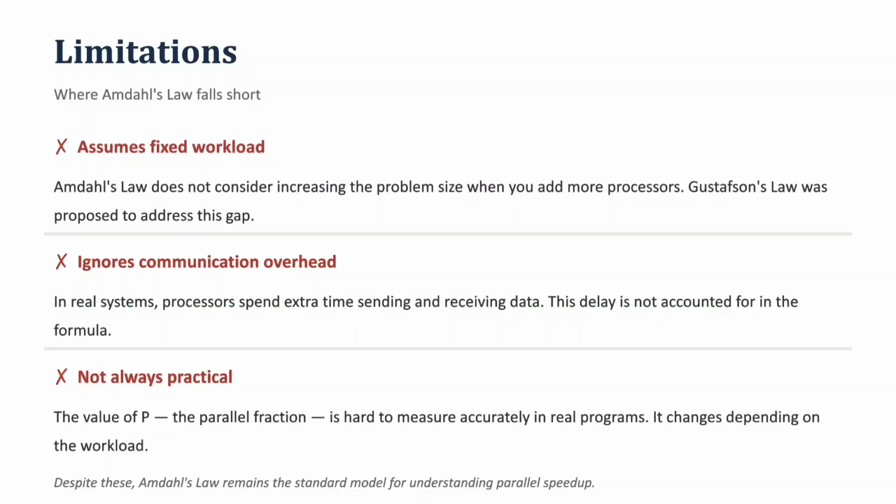Limitations: it assumes a fixed workload. Amdahl's law does not consider increasing the problem size when you add more processors. It ignores the communication overhead. In real systems, processors spend extra time sending and receiving data. This delay is not accounted for in the formula. Next, it is not always practical. The value of P, the parallel fraction, is hard to measure accurately in real programs. It changes depending on the workload.